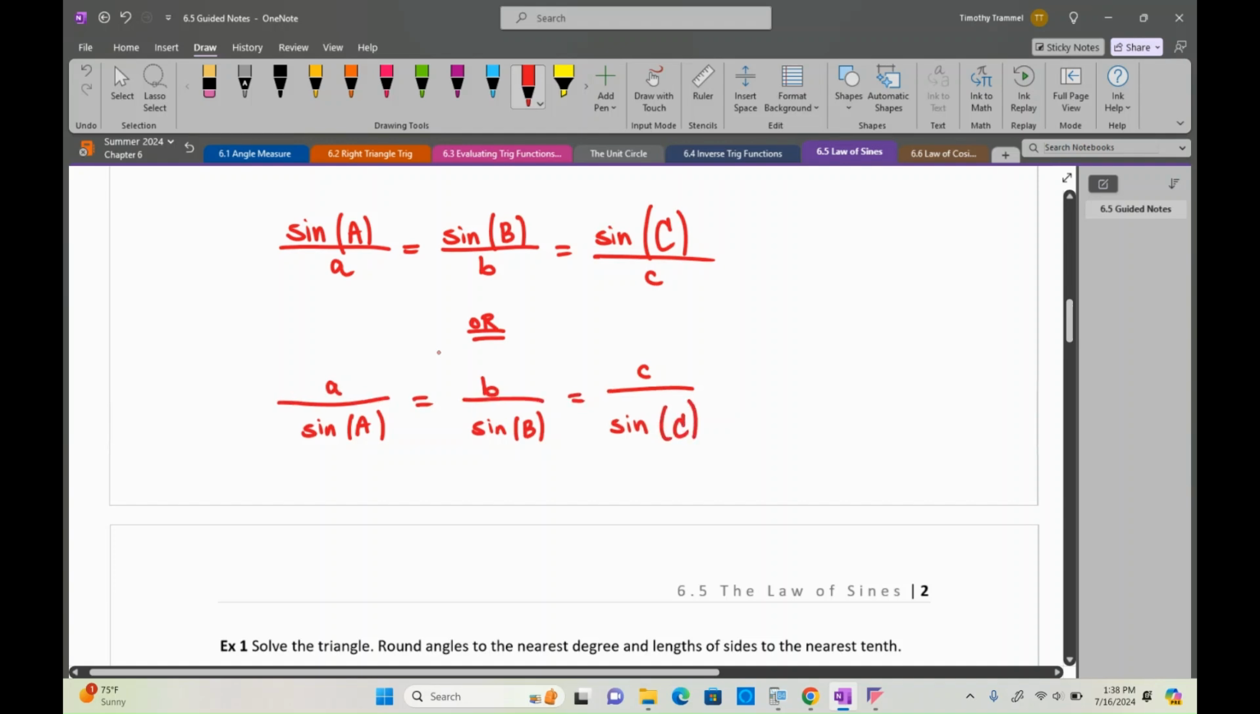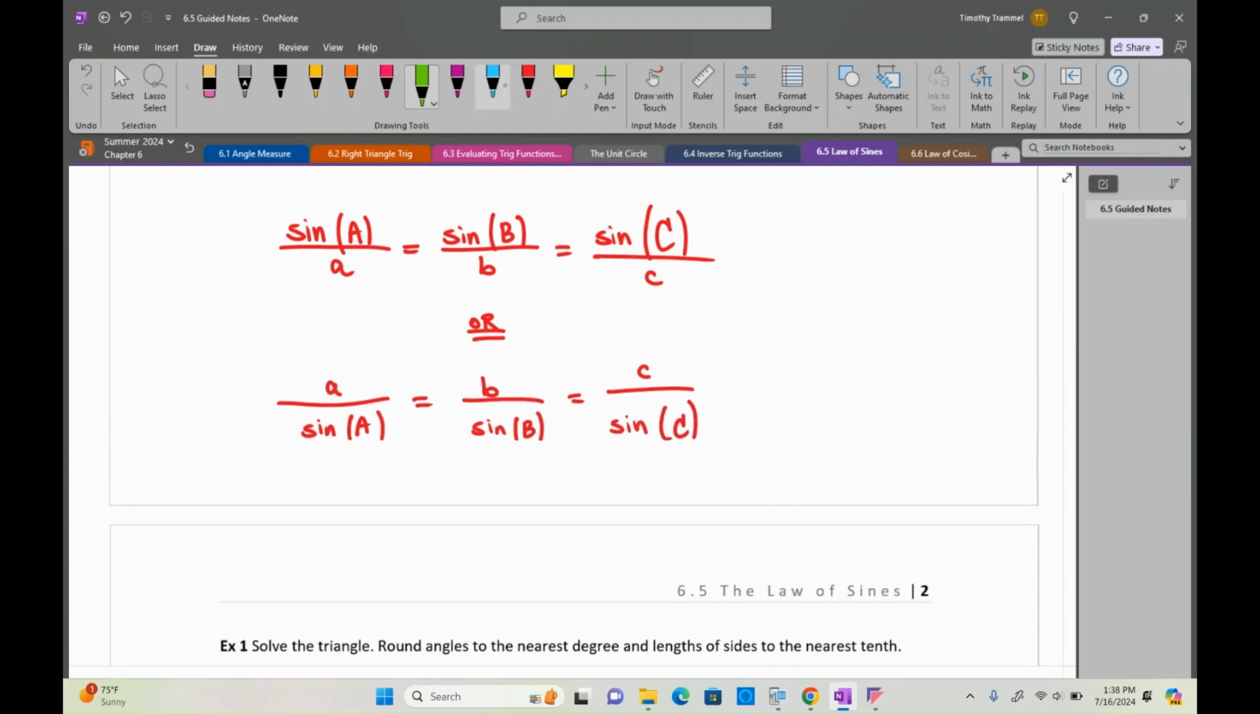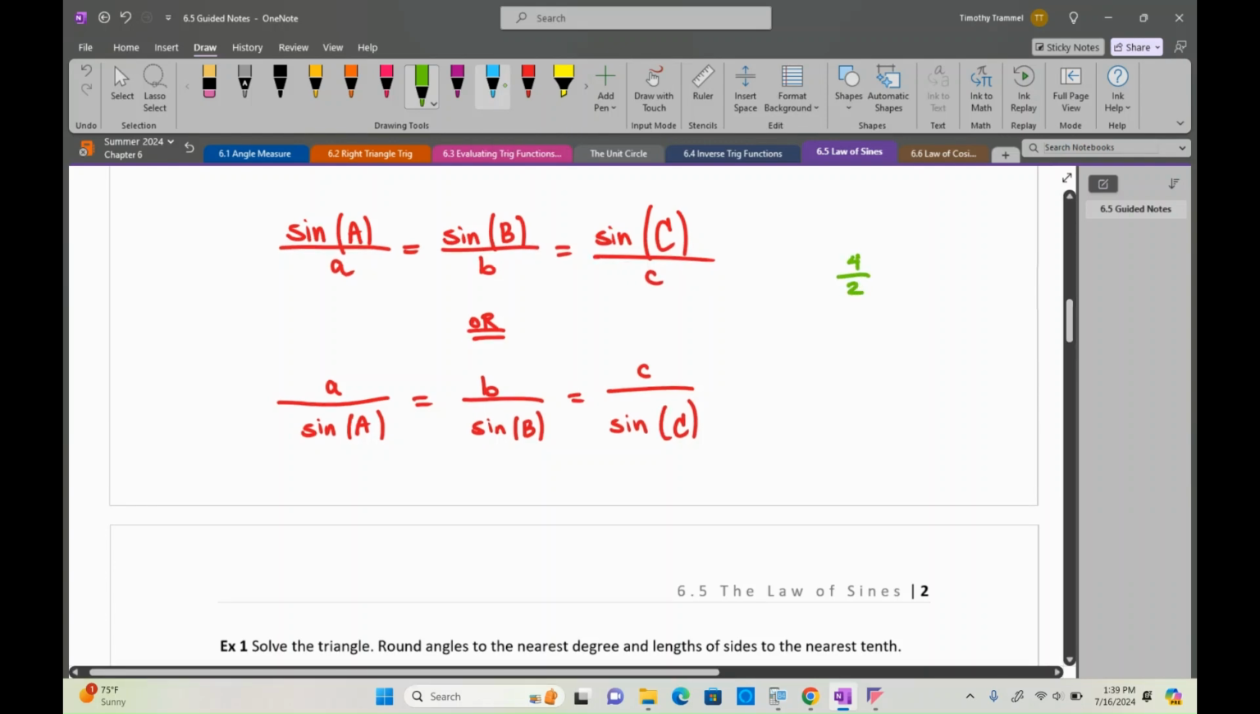This makes sense. Let me explain what I mean. Let's say you had two fractions that were equal, for instance 4 halves is equal to 6 thirds. These are both equal to 2. If you flip them over, they'll both just be equal to a half. If you have two things that are equal, as long as nothing's zero, then they'll also be equal if you flip them over.